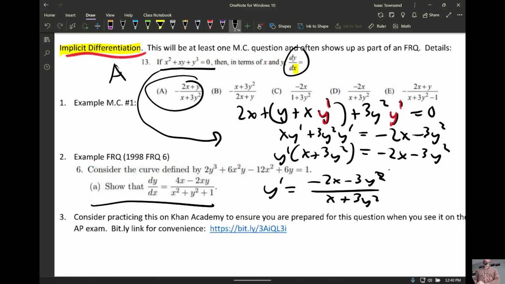So the one I want you to do is like this. And I don't need to share the answer with you because they give you the answer when it shows up on an FRQ. They tell you what it's supposed to equal, and it's your job to show that it's the same as that. Okay, so any questions about that part?